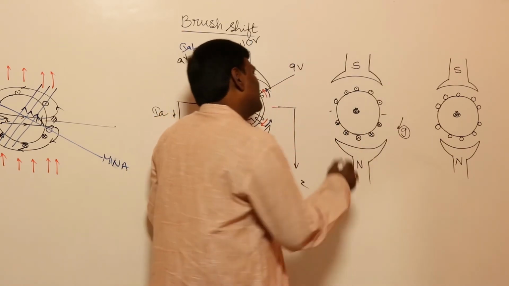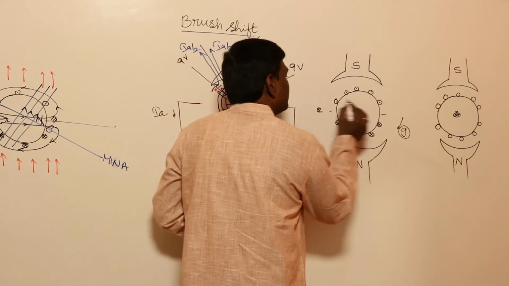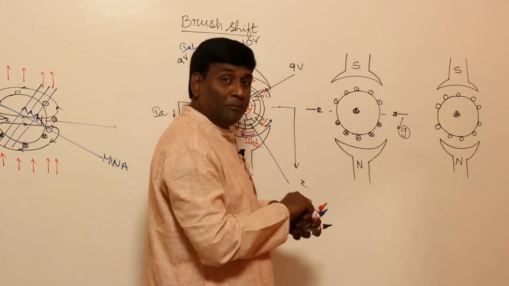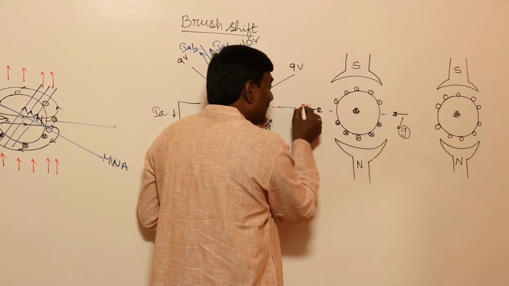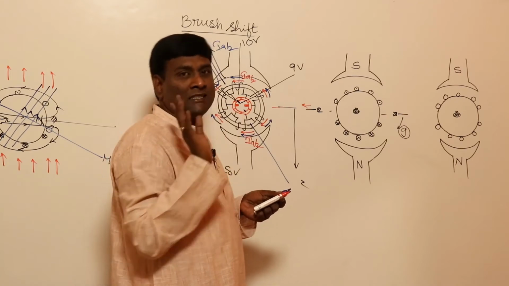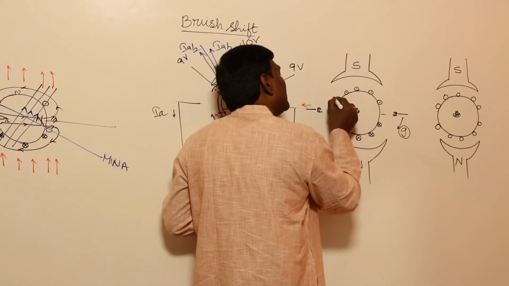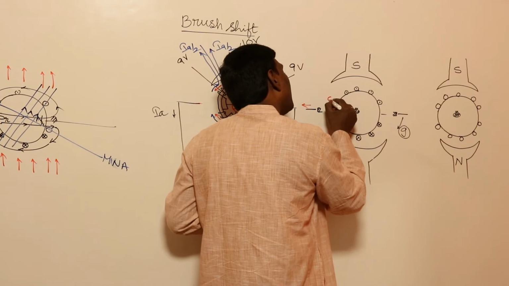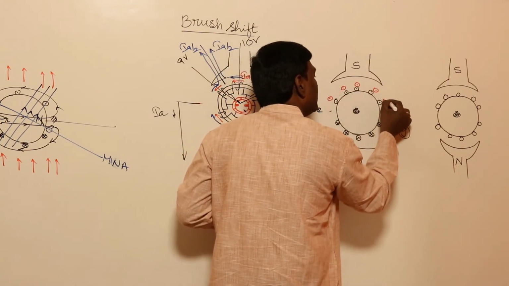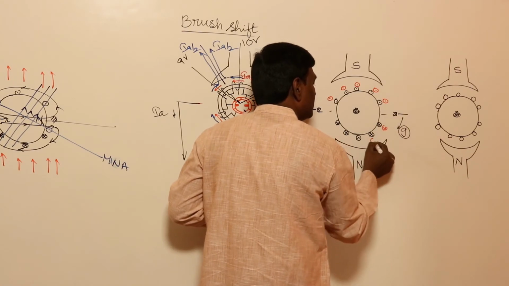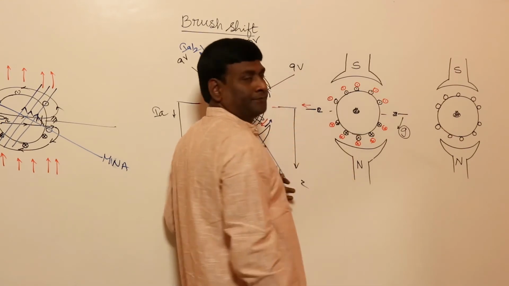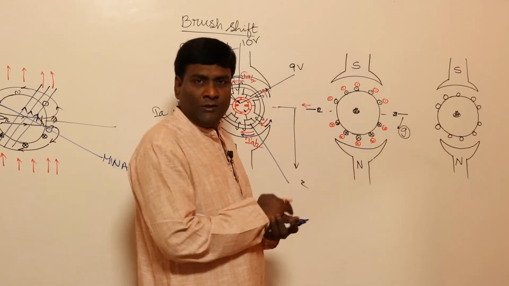Now if I keep brushes here only, what will happen? Current direction in a generator will be aligned with the direction of induced voltage, basic concepts of rotating machines. So currents are going to be dot here, dot, dot, dot, dot, cross, cross, cross, cross, cross. Such that currents will flow.